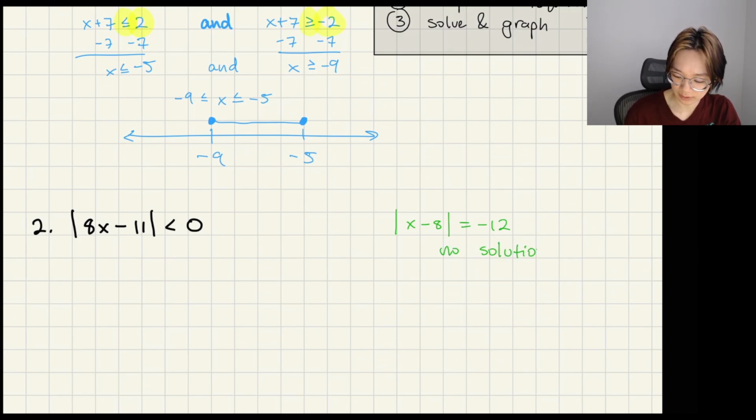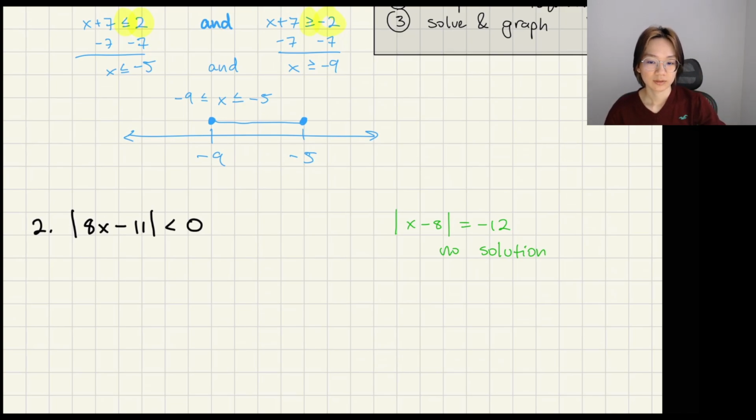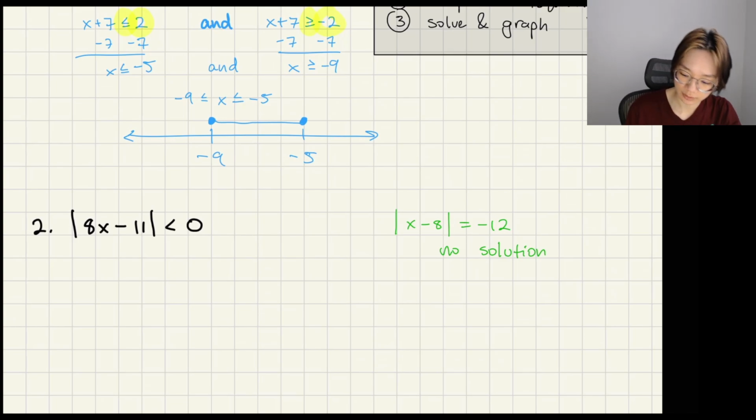Because that implies the distance is negative. And you can't have a negative distance. You can't have a negative amount of inches. So there's no solution. Similar thing for here. If we have an absolute value is less than 0, what numbers are less than 0? Negative numbers. That means that distance has to be negative. Is that possible? No. So this one is no solution.